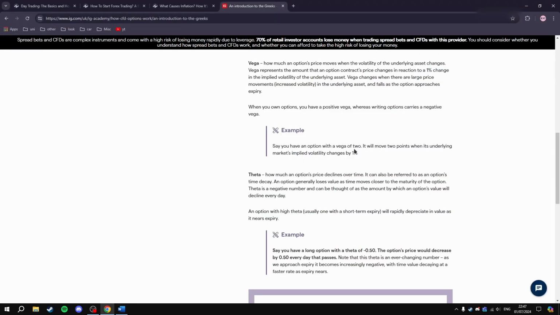Vega represents the amount that an option contract's price changes in reaction to a 1% change in the implied volatility of the underlying asset.